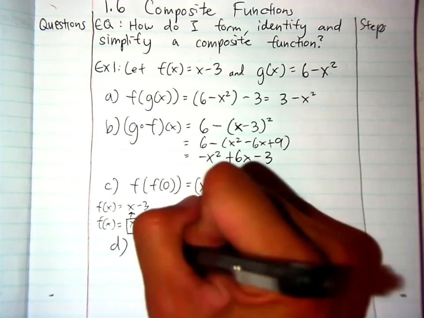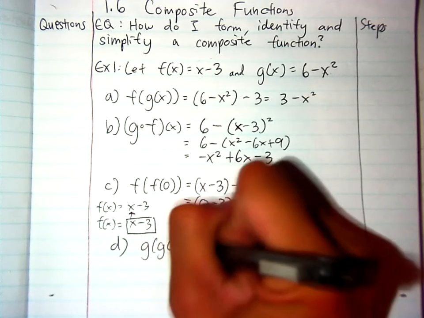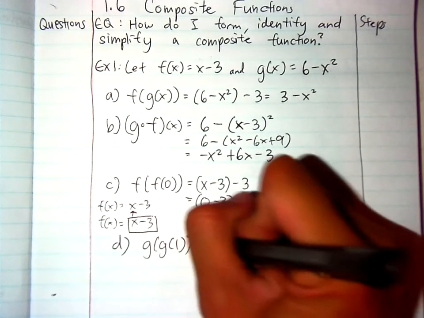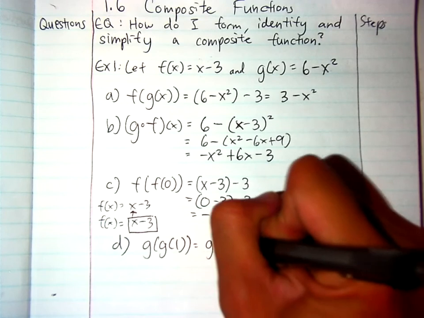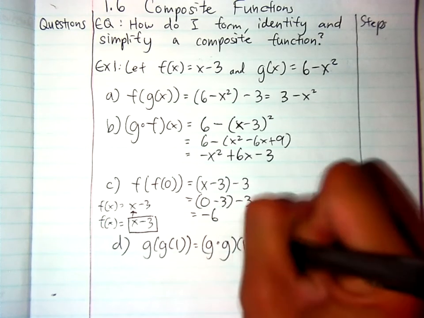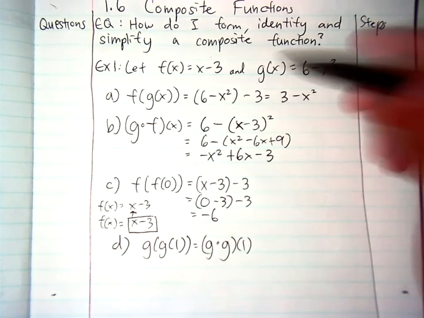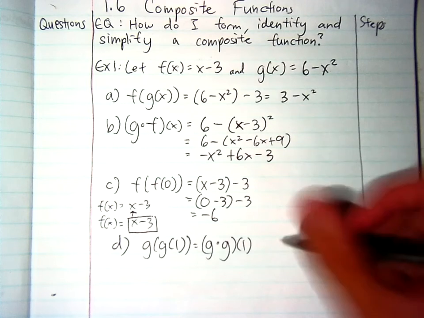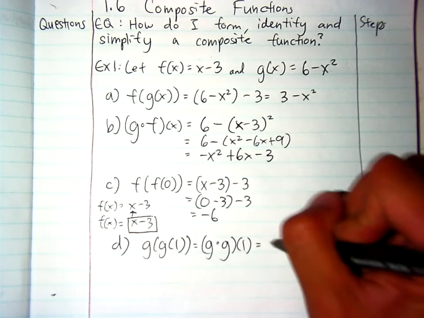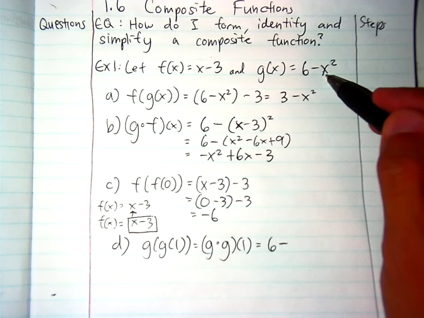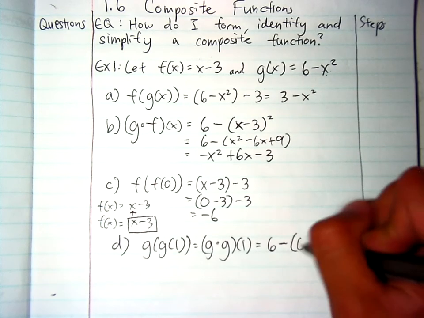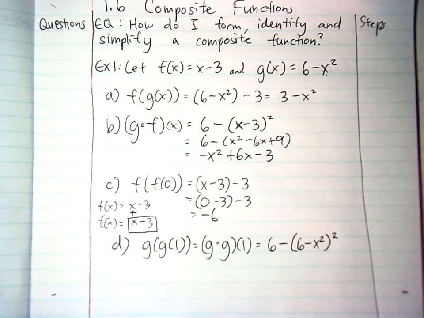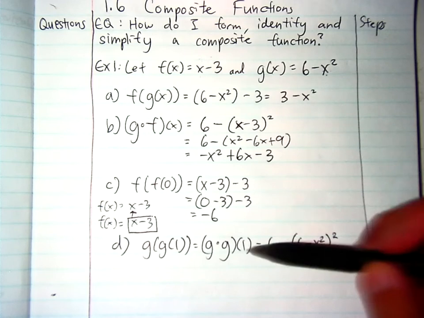Okay, so part D, last one. Let's do g of g of 1. Or another way to write that, let's see it in another form, it would be g of g of 1, same thing. I'm going to take g and plug it into g. So I'm going to take the 6 minus x squared, and plug it into 6 minus x squared. So it would be 6 minus, and instead of x, it would be 6 minus x squared, squared. Now I'm going to plug in 1.